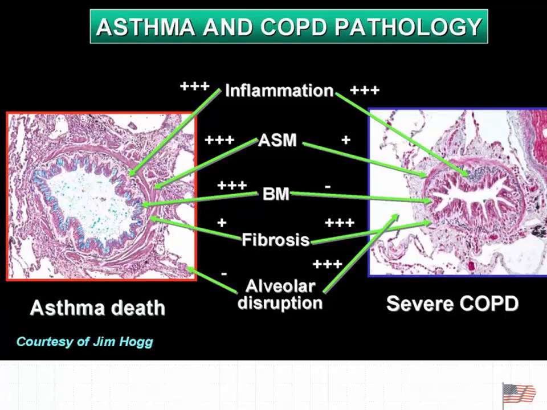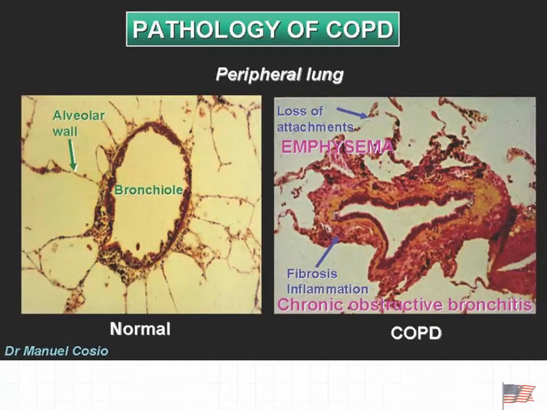Both have inflammatory processes going on. Both have some fibrotic lung changing. Both have some alveolar disruption where the alveoli themselves start getting lost. And you can see normal with the size of the bronchiole and the size of the alveolar wall, and an emphysema is just destroyed.